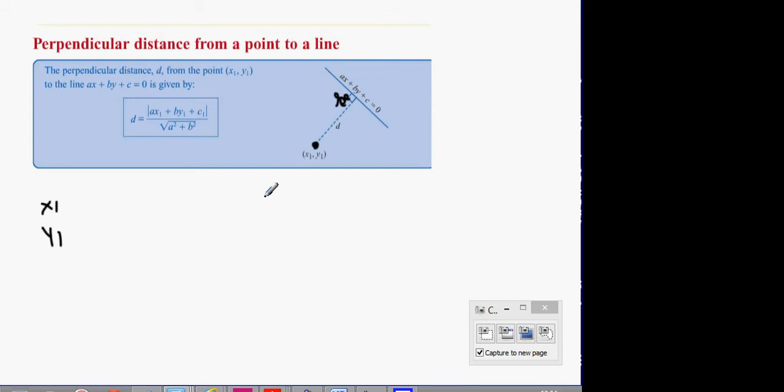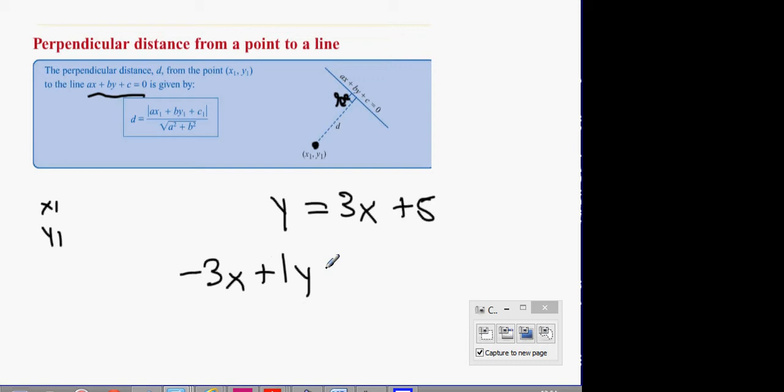When we have a formula for a line, let's say I have an equation of a line and it's written like this. That is no good to me. You'll see that the equation of the line, the way it's represented in the blue box, is everything over the left hand side. A comes first, B comes second, it's going to be 1y, and then the numbers come third. So in this question, A would be minus 3, B would be 1, C would be minus 5.